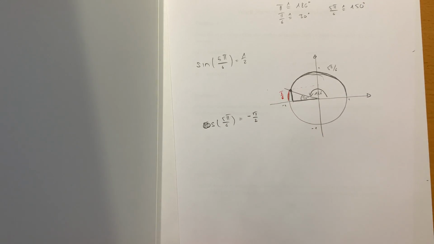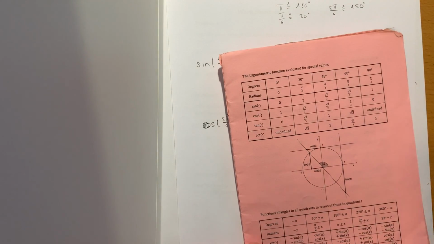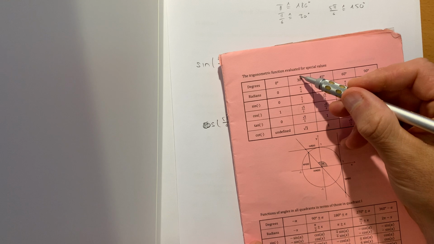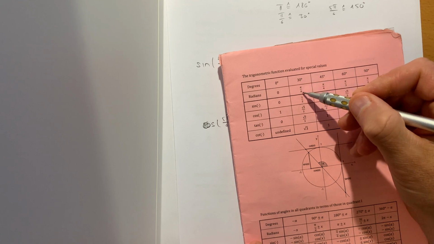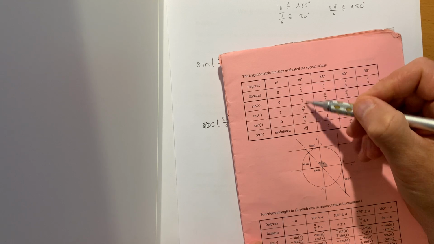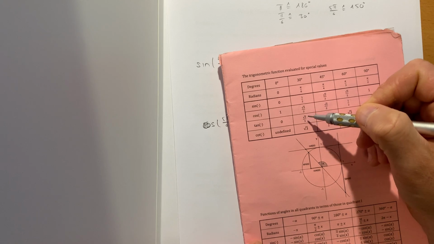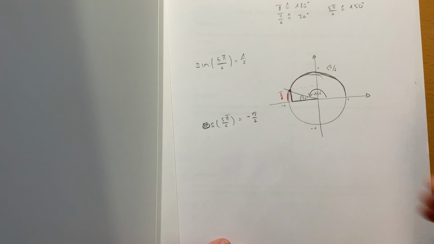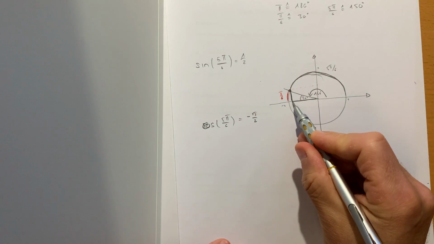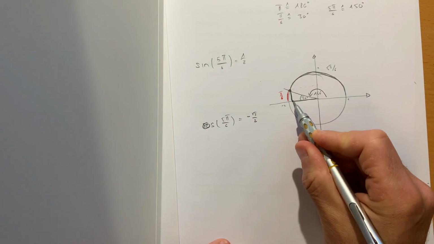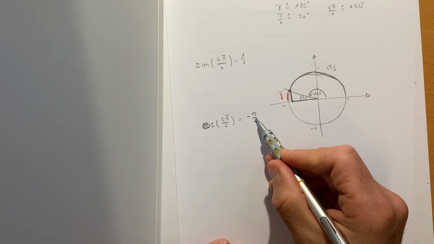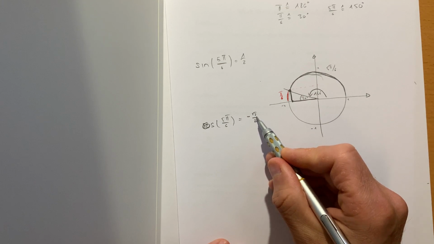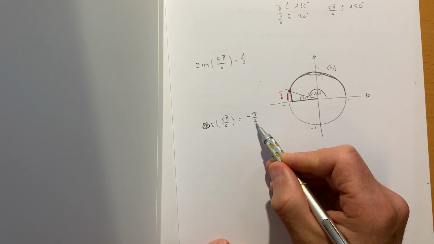So you can use the table, but not directly. You have to know that it's more or less like a 30-degree angle, or pi over 6 in the radian measure. But as it is in the second quadrant, this point is in the negative, and it means it's minus the square root of 3 over 2.